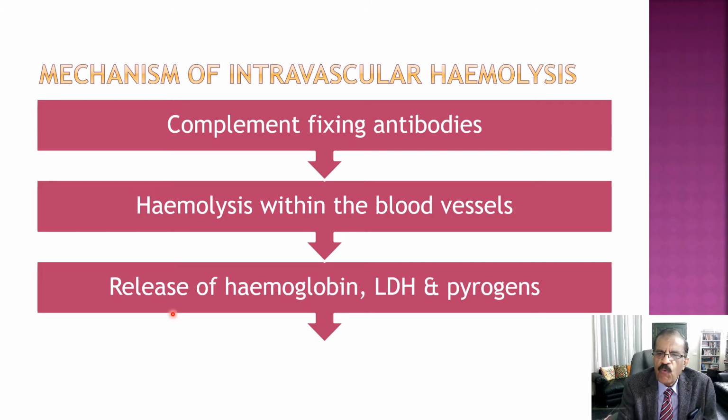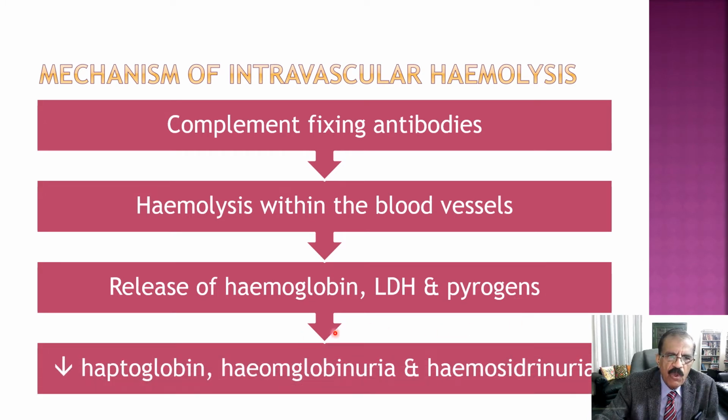Normally there is no freely circulating hemoglobin in our plasma. All hemoglobin is within the cells because hemoglobin is very toxic. Hemoglobin is released and it will be taken up by haptoglobin or excreted into the kidneys. LDH is also another indicator of intravascular hemolysis because LDH is normally present within the RBCs. Once RBCs rupture, LDH is released. And then pyrogen is actually any antigen which has the ability to cause fever, so pyrogens are also released.